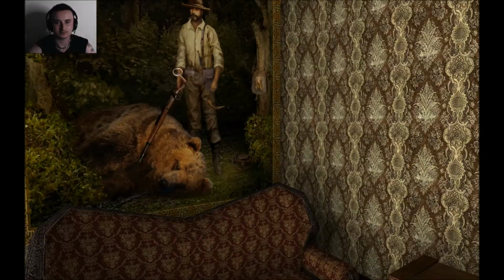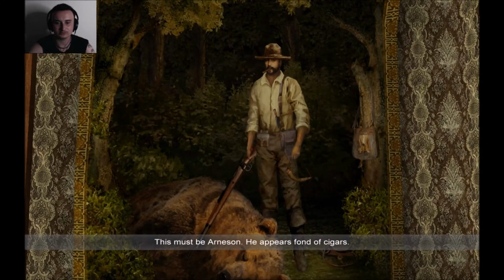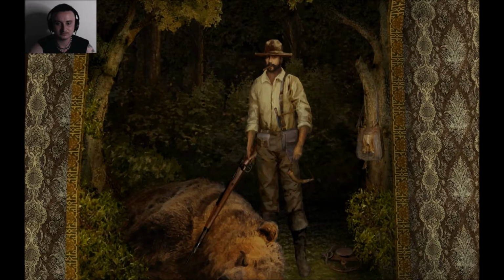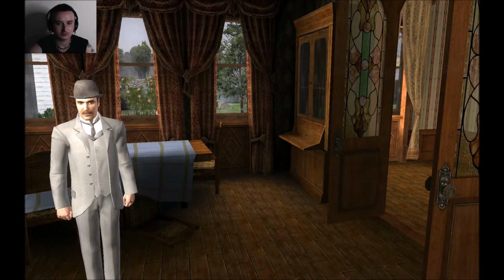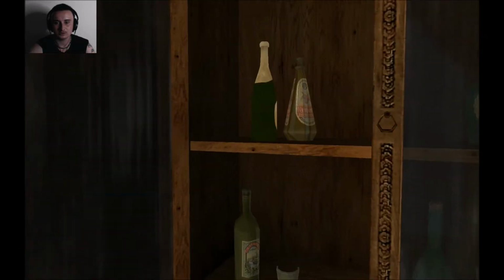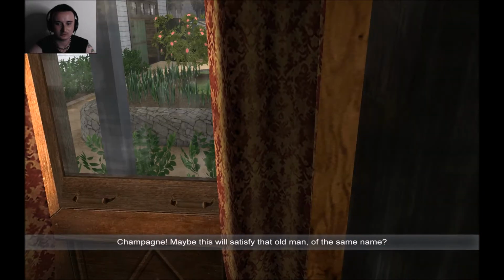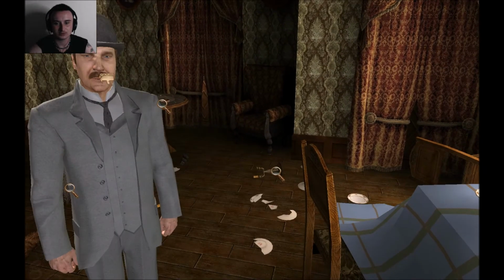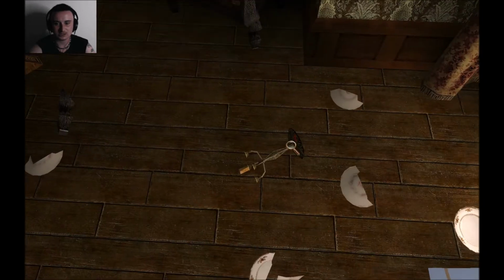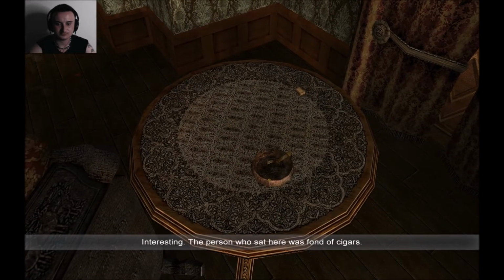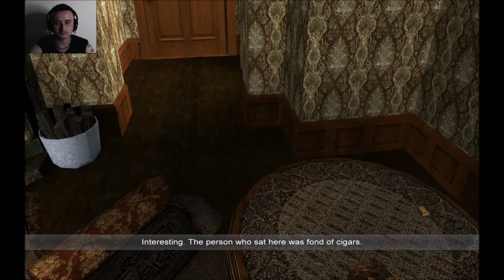Alright. There's a portrait here. This must be Arnson. He appears fond of cigars. And hunting. There's a cabinet. Champagne? Maybe this will satisfy that old man of the same name. There's a candlestick here with blood on it. There's a cigar. Interesting. The person who sat here was fond of cigars.